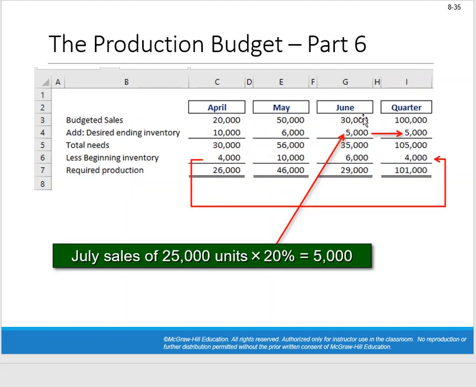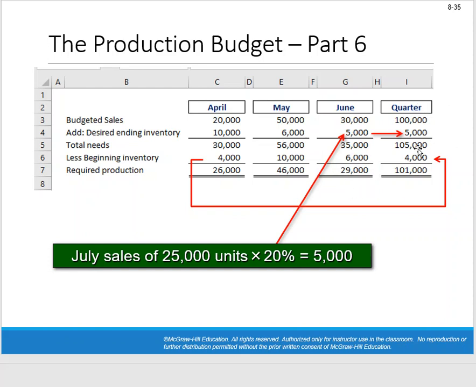And again, for June, we do the same thing. This time we have to look forward to our July sales of 25,000 units. So we do need that information from the beginning of the problem. We take 25,000 units times 20% and we get 5,000. So our total needs for the month are 35,000. We have beginning inventory of 6,000, right? That came from the May column. So our total production needs to be 29,000.